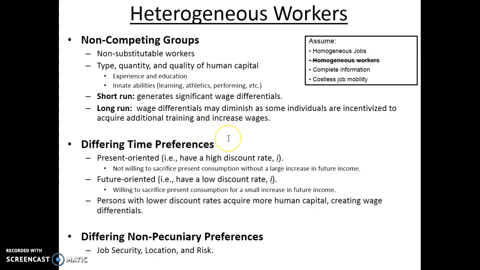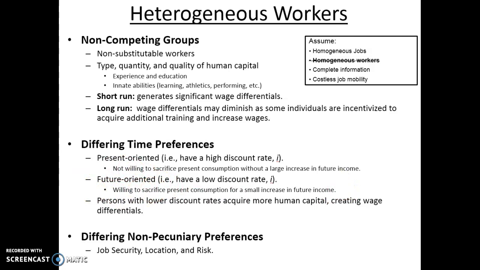Another factor that influences differences in wages across workers is differing time preferences. Some people are more present oriented, which means they're not willing to sacrifice a lot today, present consumption, unless they get a lot more in the future. This is the type of person that's not likely to go to college. Other people are more future oriented, meaning that they are willing to sacrifice present consumption for a small increase in future income. This is the person that's likely to go to college.